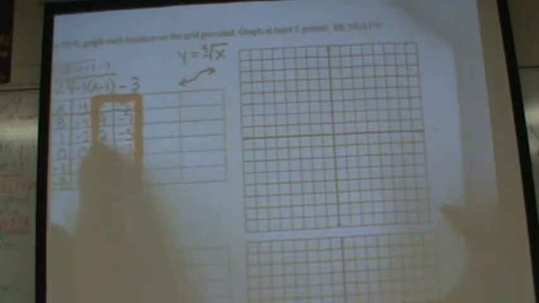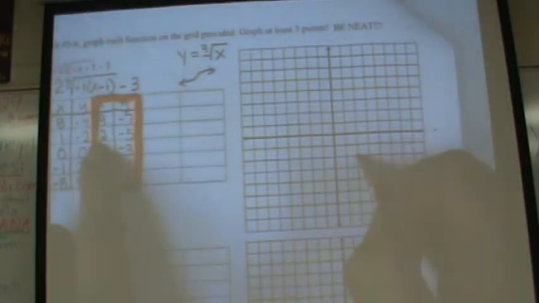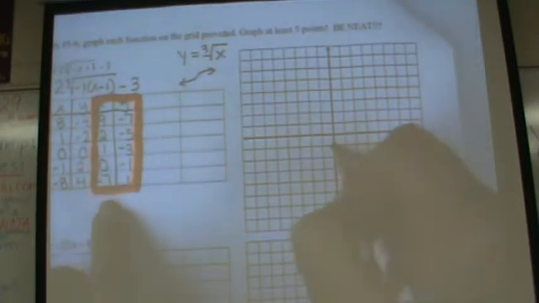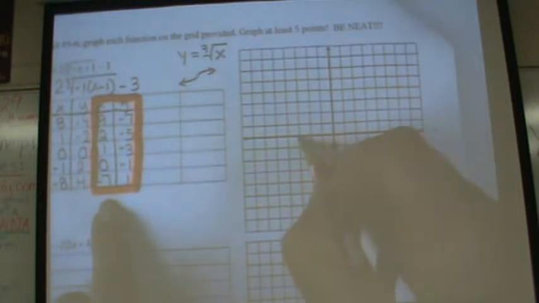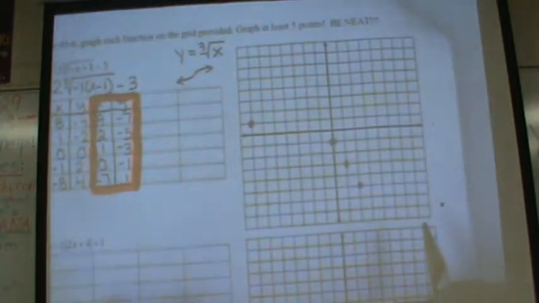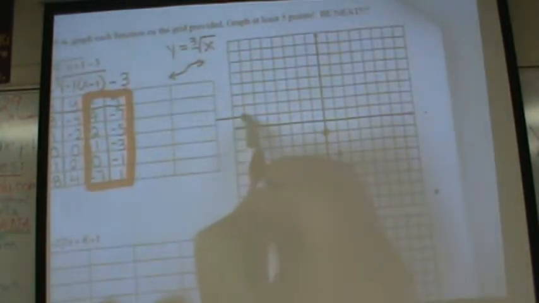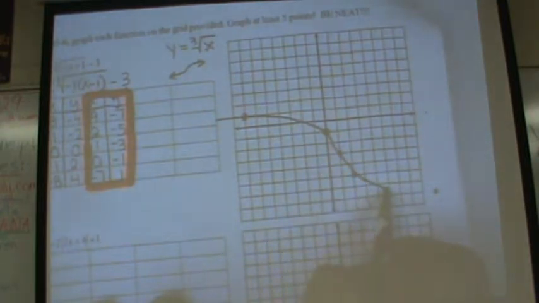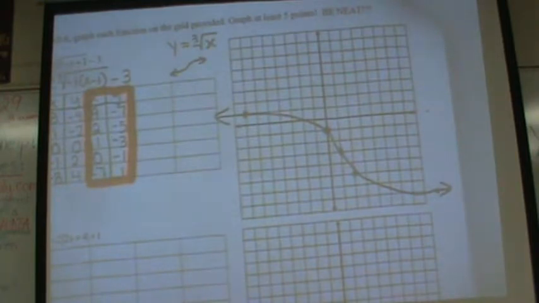Then we're going to go over 2 and down 5, 2, 4, 5, and over 1, down 1, 2, 3, and over 0, down 1, and over 7, 1, 2, 3, 4, 5, 6, 7, and up 1. So the shape of the graph is going to look like this. And we're done. Next one.